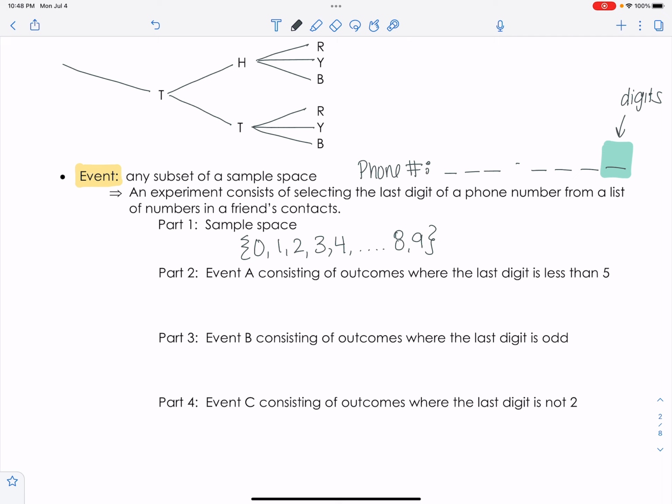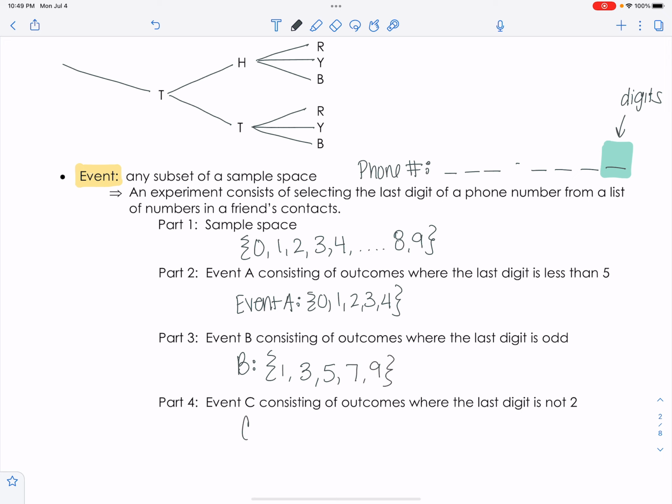And then event A consists of the outcomes where the last digit is less than 5. So event A is going to equal the numbers less than 5: 0, 1, 2, 3, or 4. Can't include 5 because it has to include the numbers less than 5, not less than or equal to 5. And so there's my event A. Event B is going to consist of outcomes whose last digit is odd. So my odd numbers are going to be 1, 3, 5, 7, 9.